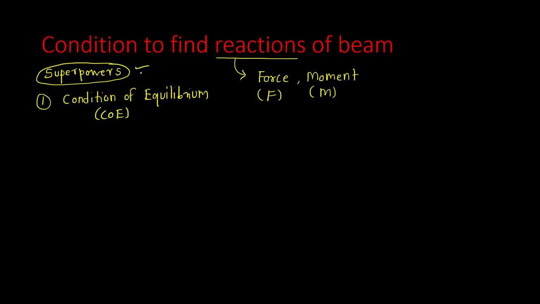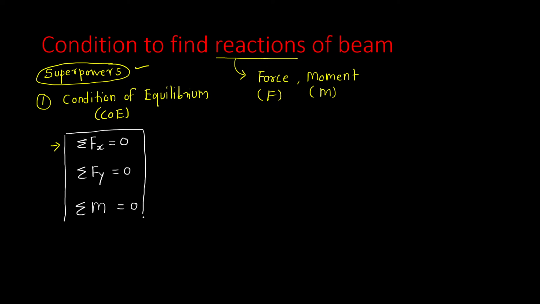From now onwards we'll be seeing all the superpowers. The first one we'll be using is the condition of equilibrium. What are the conditions of equilibrium? There are three conditions. The first condition is sigma Fx is equal to 0. Second is sigma Fy is equal to 0. And the third one is sigma M is equal to 0. This is the first superpower, and it is generally used to find out the reactions of the beam.